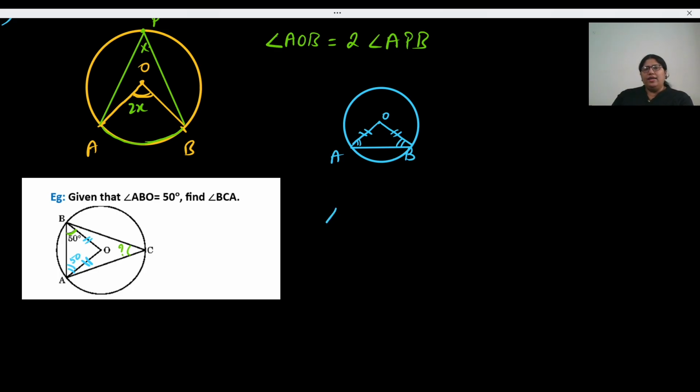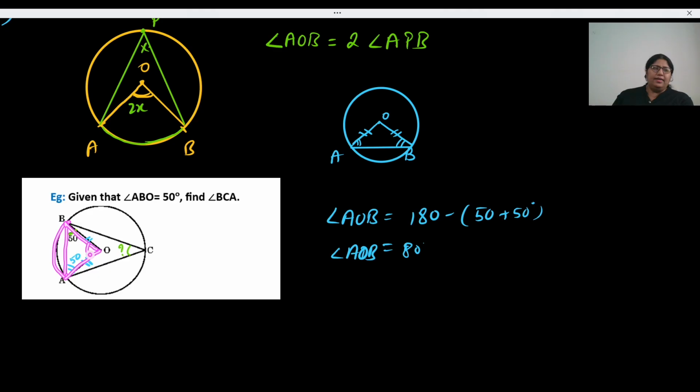So angle AOB at the center, using the angle sum property, you know that it will be 180 minus (50 plus 50), which is going to be 80 degrees. And if we use this theorem, you will see that arc AB subtends an angle of 80 degrees at the center. This angle is 80 degrees. That is twice this angle, so angle ACB will be half of this angle, because this angle is double this angle.